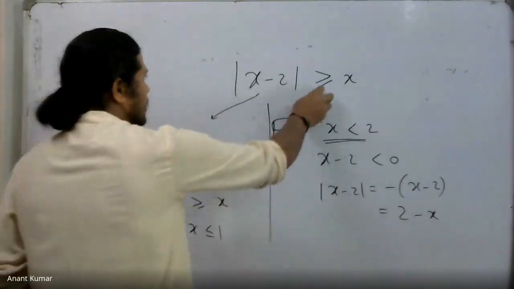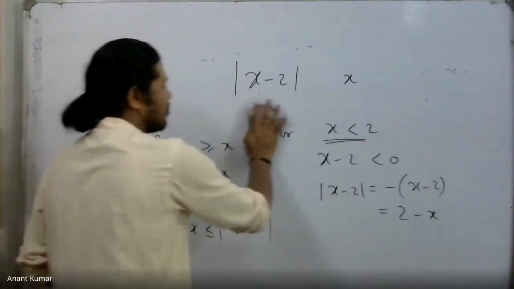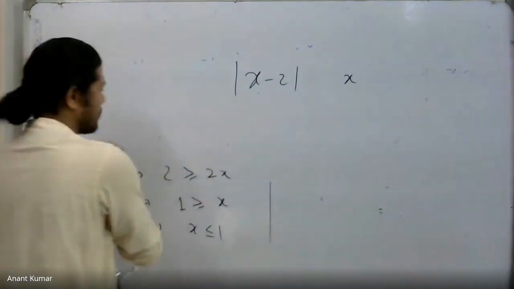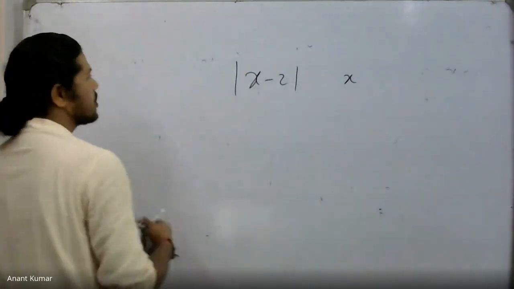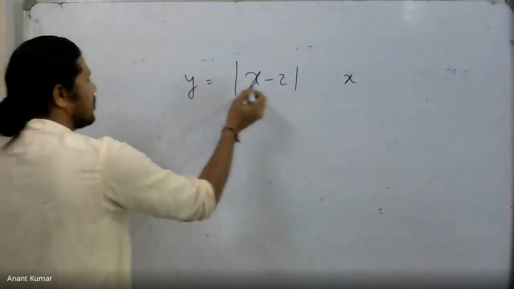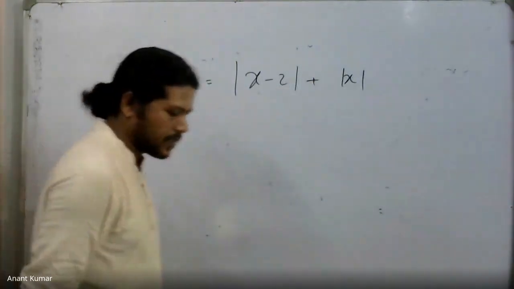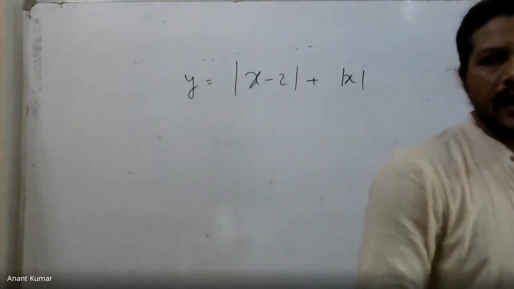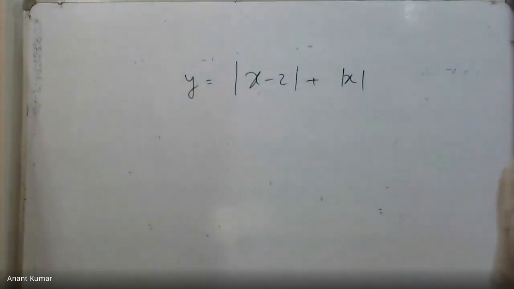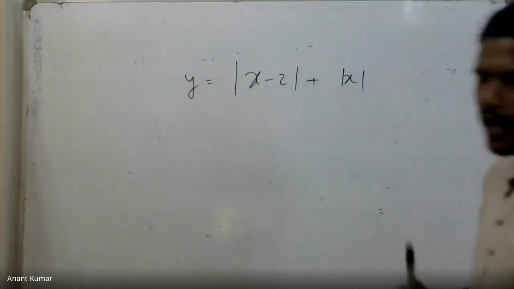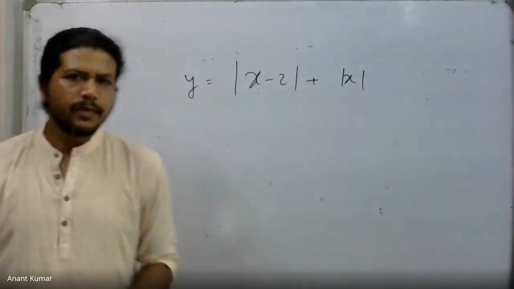Okay, let's consider. Nilavrata has been asking for a long time. What about the graph of an expression which is y equal to mod x plus mod x minus 2, by the way? What about this particular graph? y equal to mod x plus mod of x minus 2. I would like to draw this graph. What happens to this? Well, the idea is pretty simple.